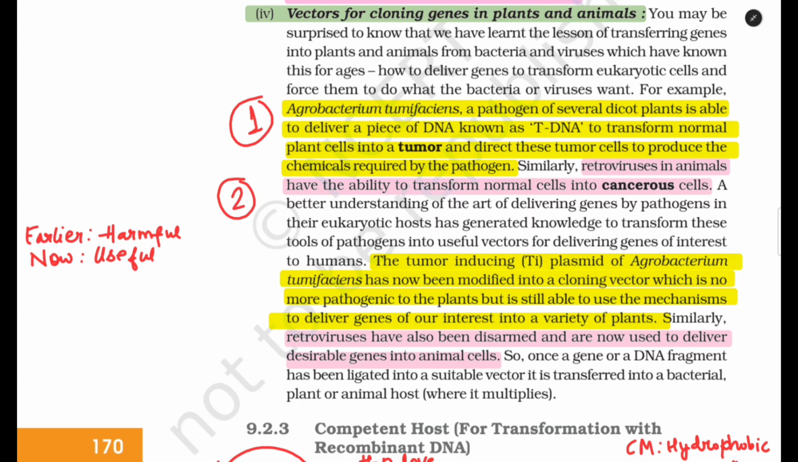So, once a gene or a DNA fragment has been ligated into a suitable vector, it is transferred into a bacterial, plant, or animal host where it multiplies.